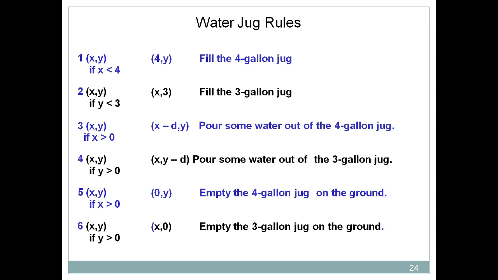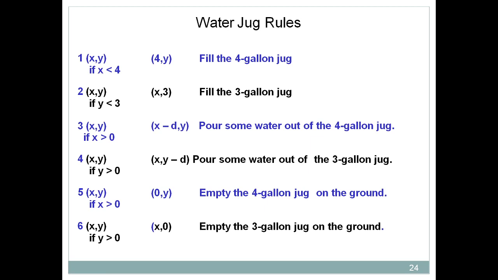Now the next 2 rules we need to formulate: throwing all the water from the 4-gallon jug and all the water from the 3-gallon jug. So here again x comma y, and the condition should be that the value of x should be greater than 0, and only then you can throw all the water. Imagine a situation where your jug is already empty, how can you throw all the water?